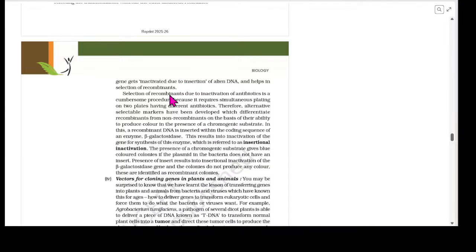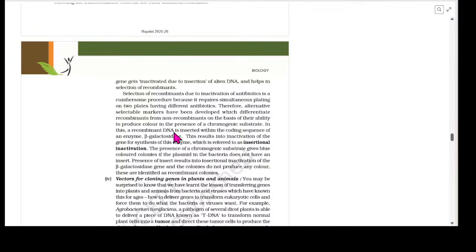Selection of recombinants due to inactivation of antibiotics is a cumbersome procedure because it requires simultaneous plating on two plates having different antibiotics. Therefore, alternative selectable markers have been developed which differentiate recombinants from the non-recombinants on the basis of their ability to produce color in the presence of a chromogenic substrate.